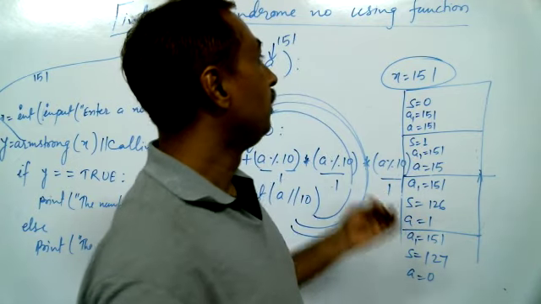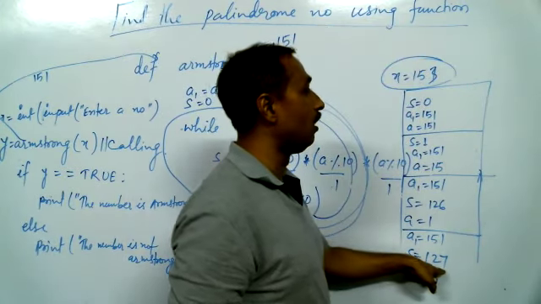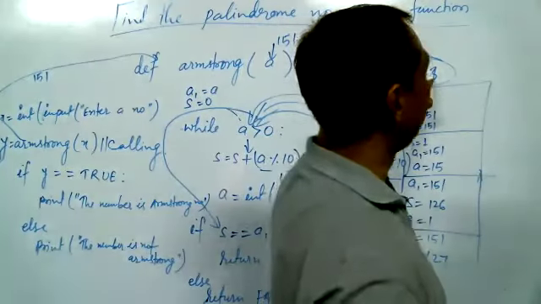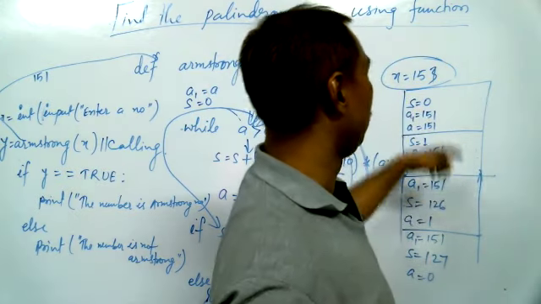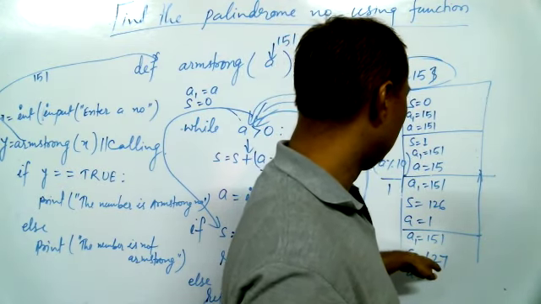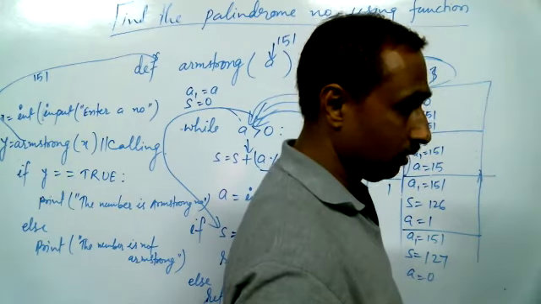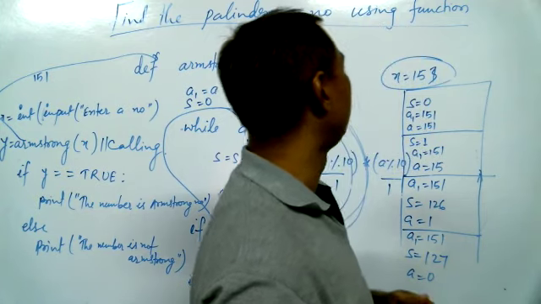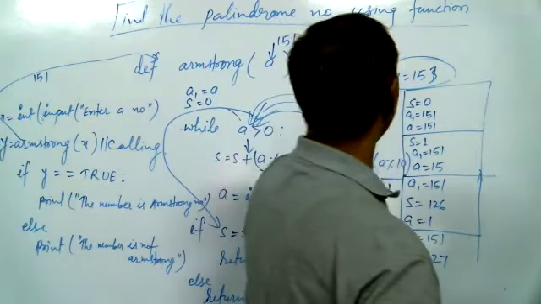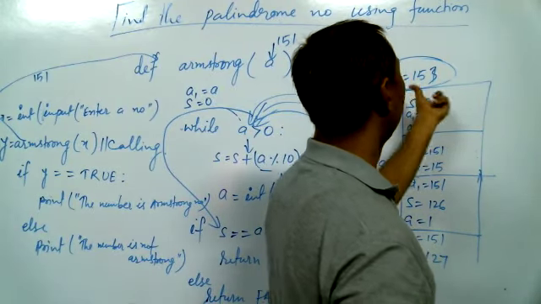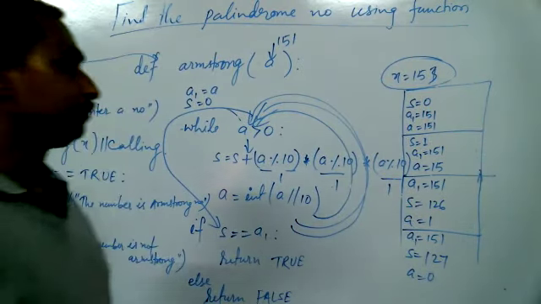If you do it, you will get 127, we got. 3 into 3 into 3, that is 9, that is 27. So if you are going to add 27 with 126, then we will get 153 as a result. So 153 is the Armstrong number. If you are going to check this number with this function, we will get the Armstrong number as output.